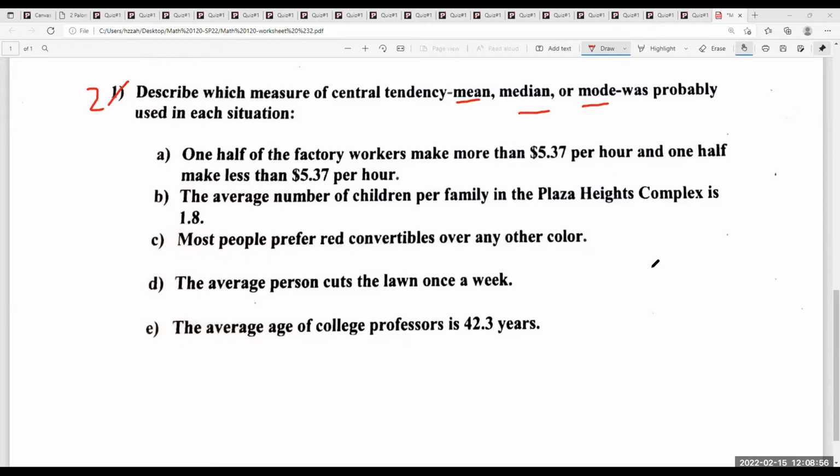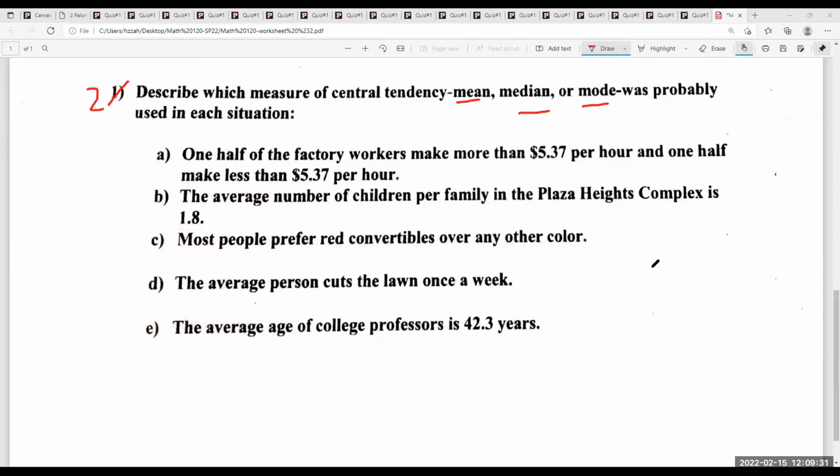Okay, so if we count the number of the colors, we find out that the red color is more popular. So since it's a category, we use the mode. Okay, that's part C. Part D is a little bit tricky. The average person cuts the lawn once a week. So it's going to be your backyard, yes. Isabel, you're right. Anybody else?